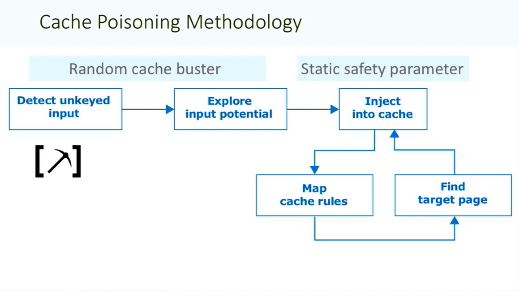Once you've found your unkeyed input and established it has some kind of exploit potential, the next step is just to try and get it saved in the cache. And you may find that's already happened, because it's kind of the job of caches to save stuff, so they can be quite aggressive about it. But if your response hasn't been saved in the cache, then you'll need to fingerprint the cache rules, because they may be saying things like, we're only going to cache responses with certain file extensions or certain status codes and so on. And then you'll just need to trawl the app to find a page that fulfills the conditions that you can poison.